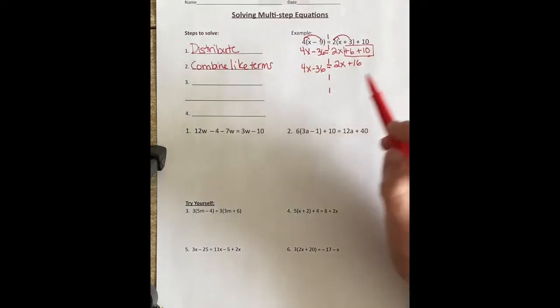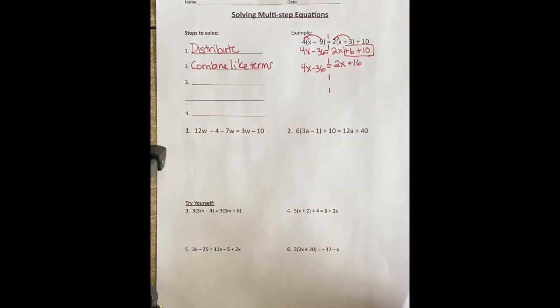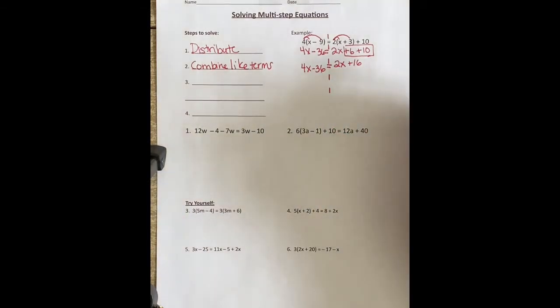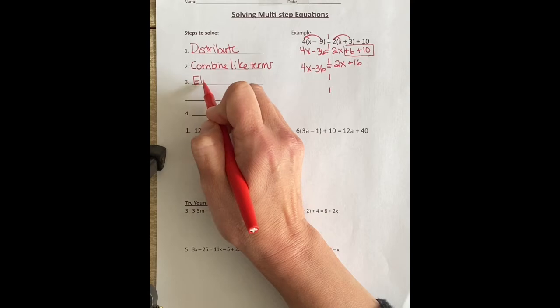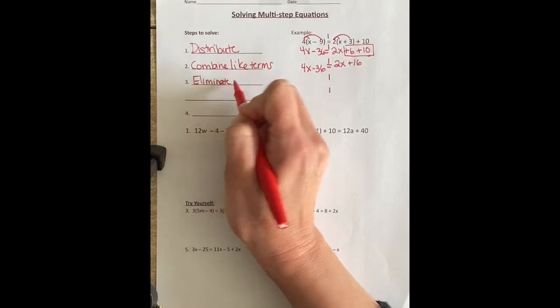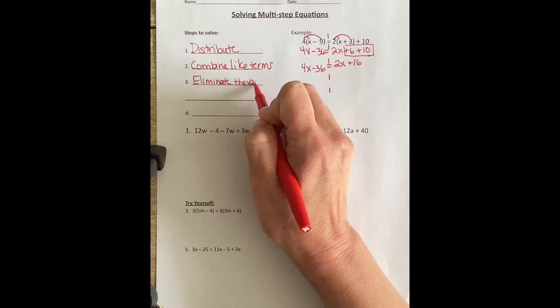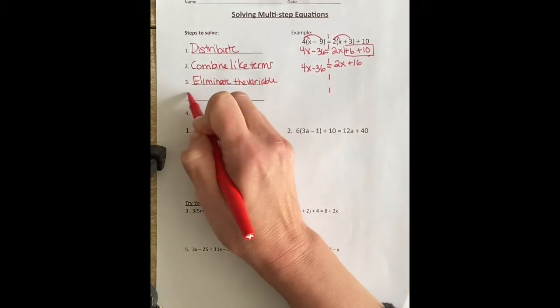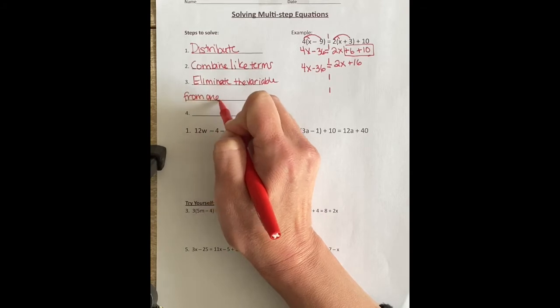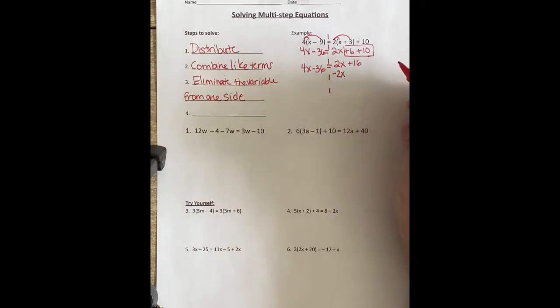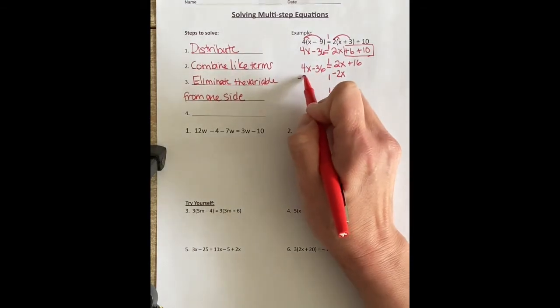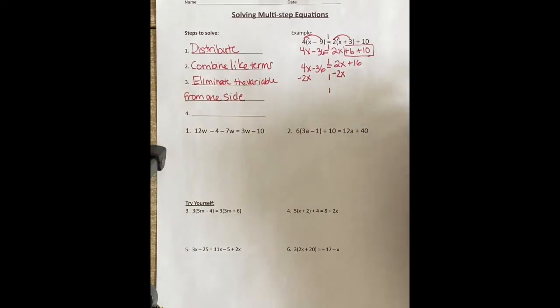So now I want to look to see, do I have variables on opposite sides? And if I do, I need to eliminate the smaller amount by using inverse operations. And I do have variables on opposite sides, so I am going to want to eliminate the smaller amount. So we're just going to write in step 3, eliminate the variable from one side. And remember, you do that by using inverse operations. So I'm going to take away 2x from the right side. And then I also have to do it from the left side so I stay equal.